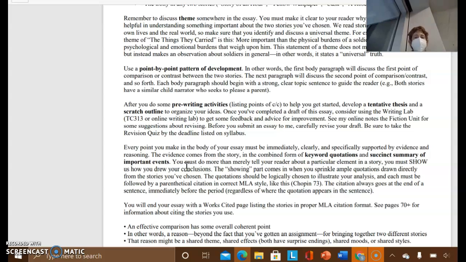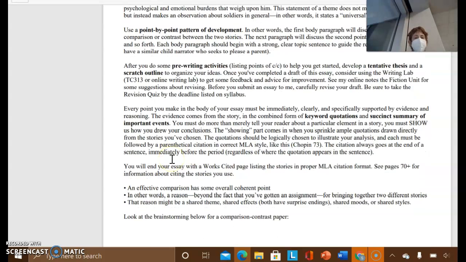Every point you make in the body of your essay must be immediately and clearly and specifically supported by evidence and reasoning. The evidence comes from the story, in the combined form of keyword quotations and a succinct summary of the important events. You must do more than merely tell your reader about a particular element in the story. You must show us how you drew your conclusions.